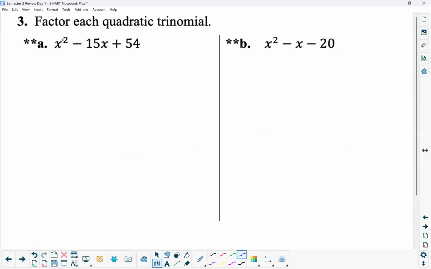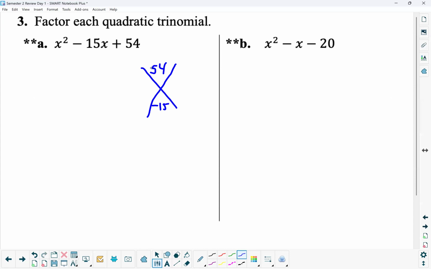So x squared minus 15x plus 54. There is not a greatest common factor other than 1. There are 3 terms. It is quadratic, and a is 1. When a is 1, we have the x method. So I need to find 2 numbers that multiply to positive 54 and add to negative 15.